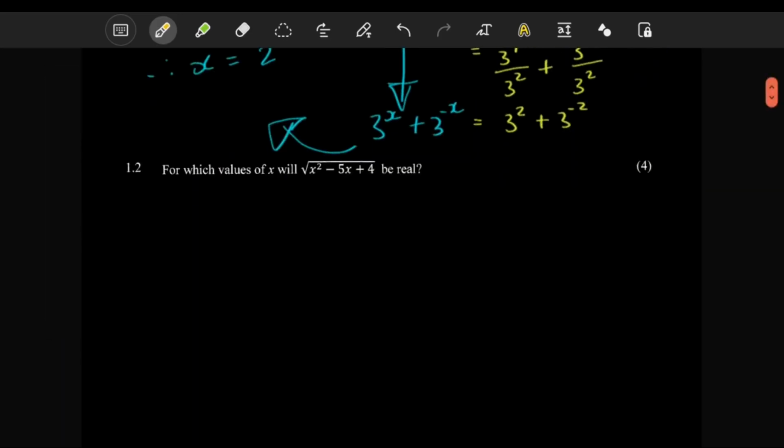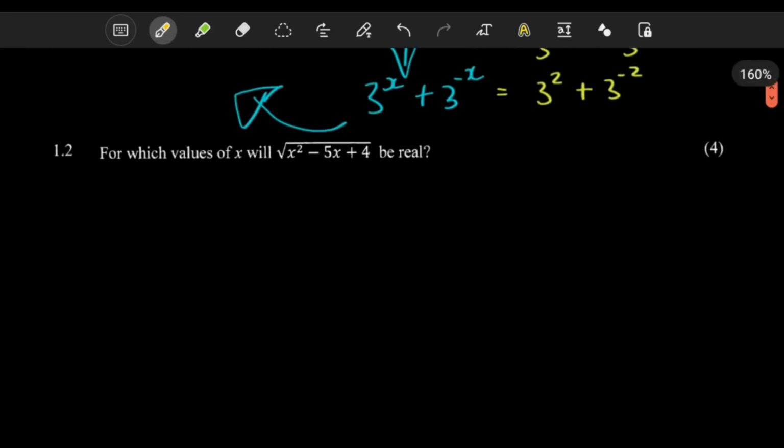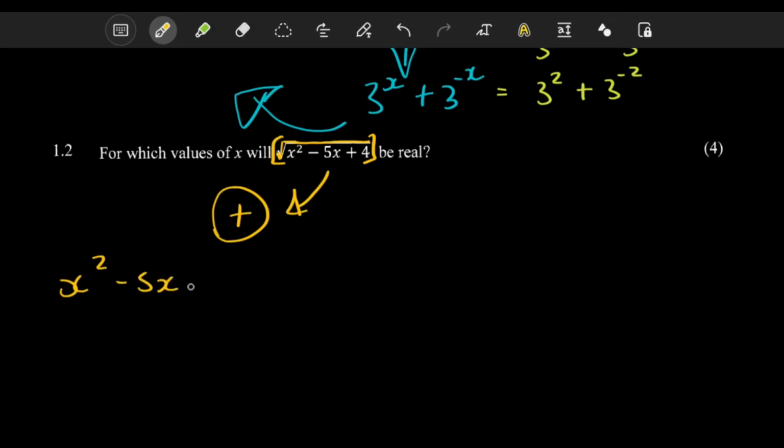let's see what the next question says here. For 4 marks, it says, for which values of x will this be real? Well, we know that this will be real when this will give us valid solutions, né? If what's down here under the root is a positive number, you see. The bottom part here, x squared minus 5x plus 4. This has to be bigger than 0. You see, bigger or equal to 0.